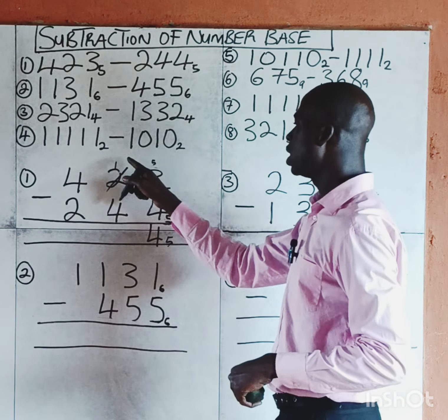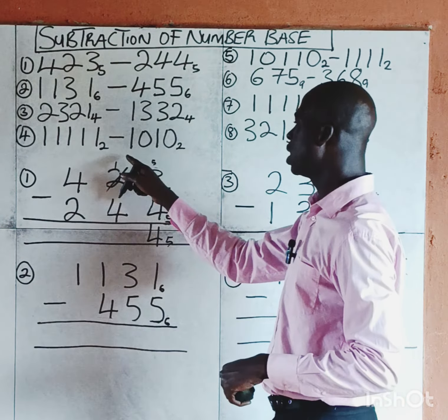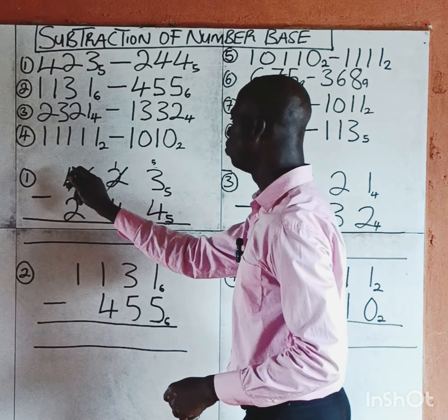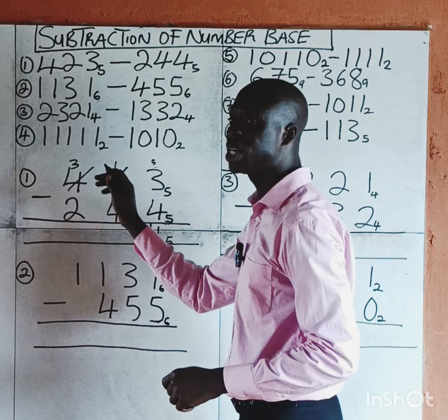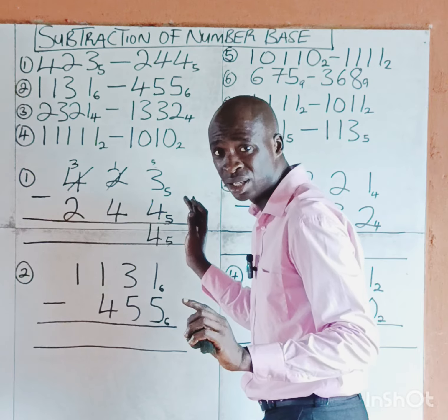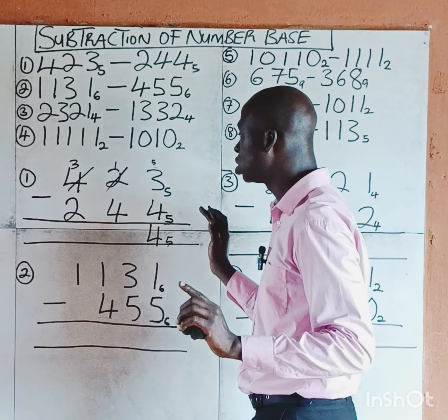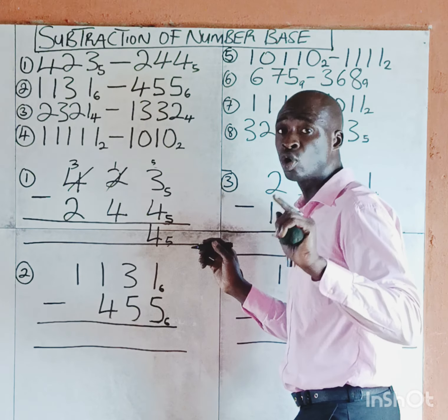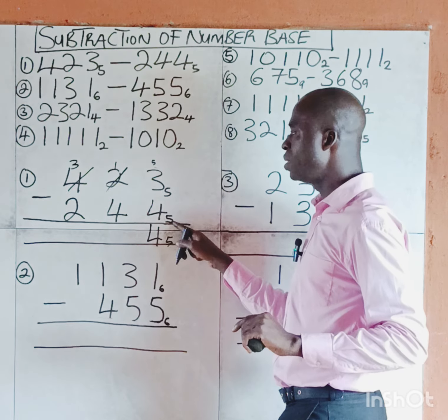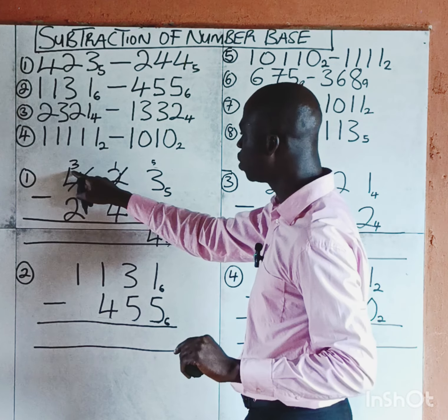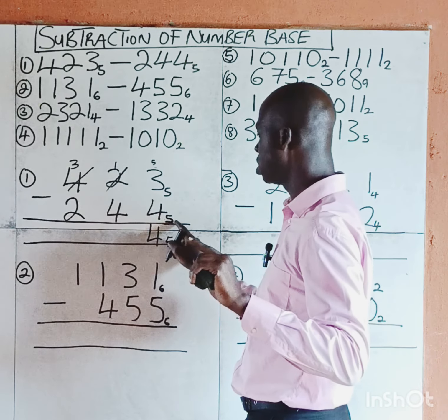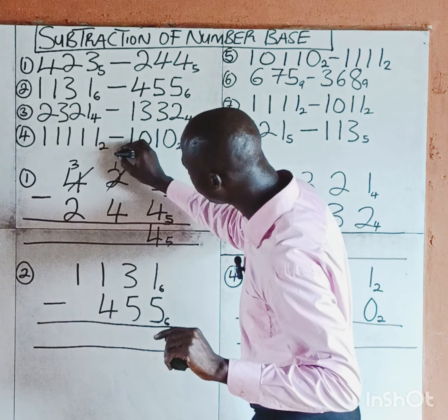Now we move again. 1 minus 4 is not possible; I have 1 orange and cannot remove 4 from it. I will go to this side to borrow. If I borrow here, 3 will remain. Now, whatever I'm borrowing, like I earlier said, you don't call it 1. You will call it your base. What is your base? Your base is 5. So whatever I borrow from this place, instead of calling it 1, I'll call it my base. My base is 5. You will go up here and write it.